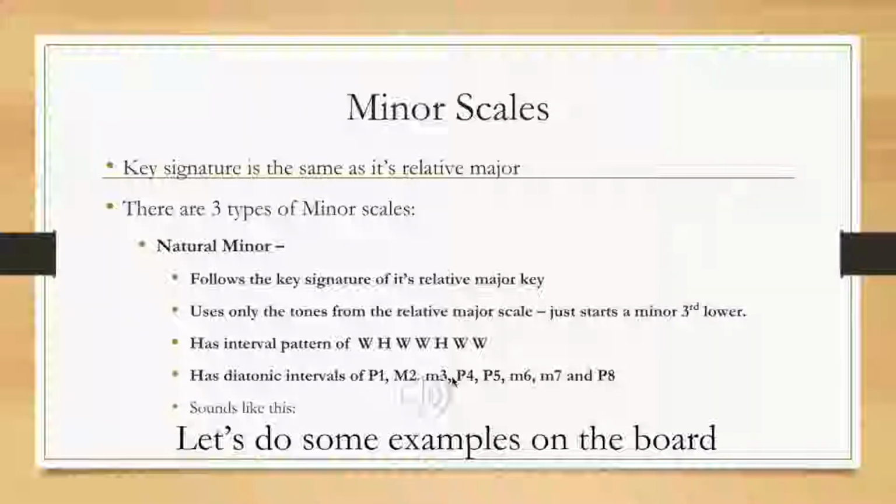Here's our perfect first, major second. Here's our minor third. Then we have the perfect fourth and perfect fifth, the same as in the major scale. But then look at, we lower the sixth and the seventh by a half step, making them a minor sixth and a minor seventh. And then, just as in the major scale, we have the perfect eighth. Cool? So again, here is a natural minor scale. This one actually starts on C.